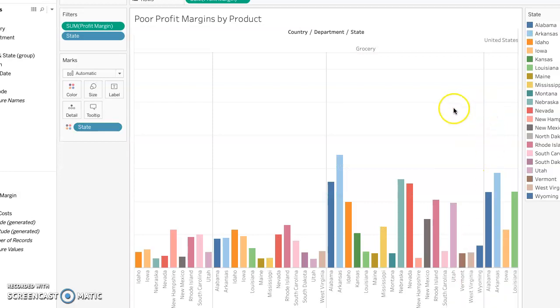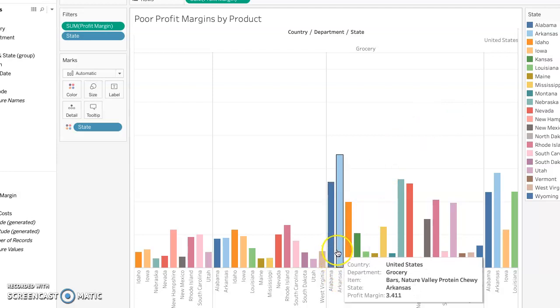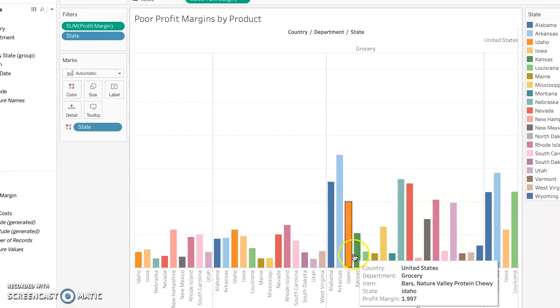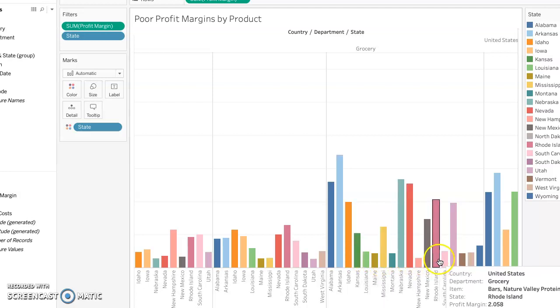So I took all of those states in the previous sheet that were performing below what they should have been and looked at the individual products within those states that also had a profit margin below 20%. So when you select any of these bars right here, it'll tell you what department the product is in, what product it is, and then the profit margin, which is below that 20% mark in each state.